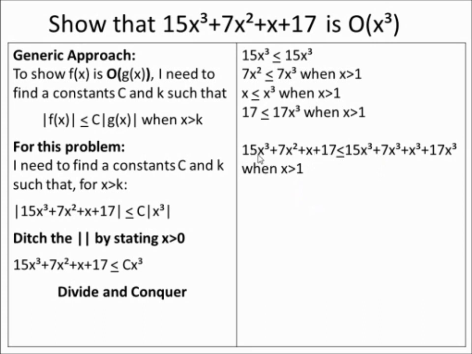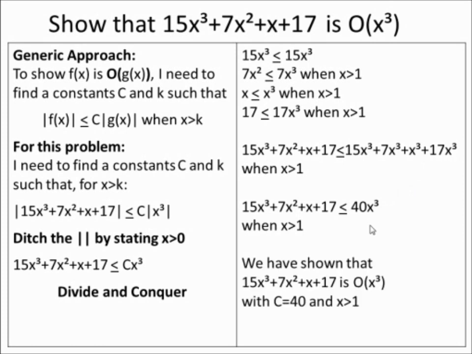So I replace 15x cubed by 15x cubed. I replace 7x squared by 7x cubed. I replace x by x cubed. I replace 17 by 17x cubed. And this inequality holds. And notice, I can just simplify the right-hand side now. 15x cubed plus 7x cubed plus 1x cubed plus 17x cubed simplifies to 40x cubed.